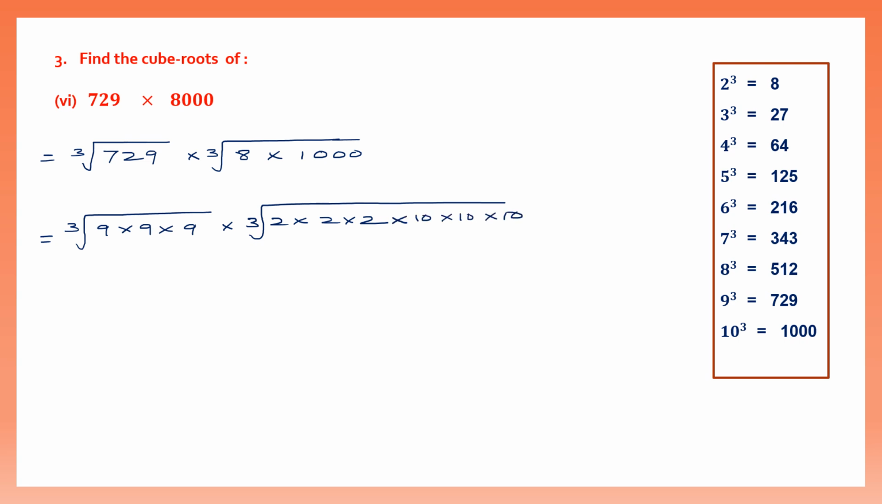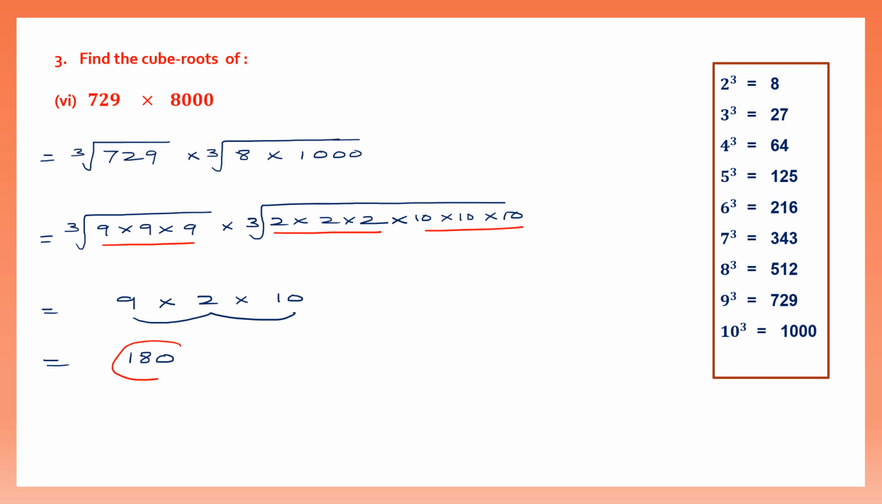Now let's get the triplets. So here we have one triplet, here we have one, and here we have one. So let's take only these. So 9 into 2 into 10. So 9 twos are 18. 18 into 10 is 180. So this is our answer. The cube root of 729 into 8000 is 180. This is the cube root.